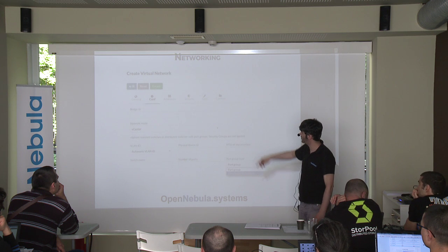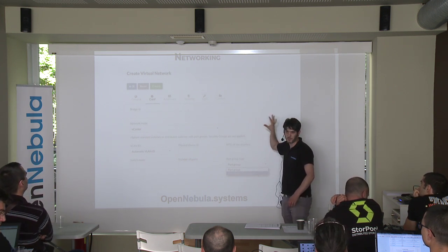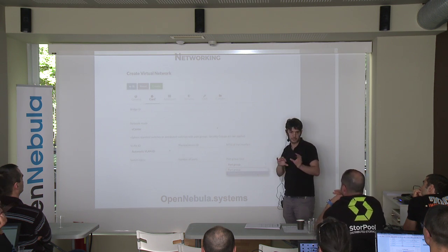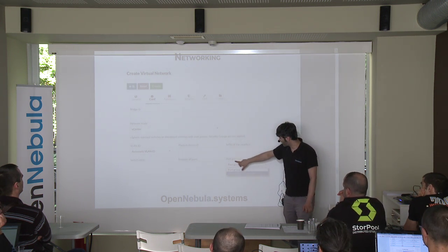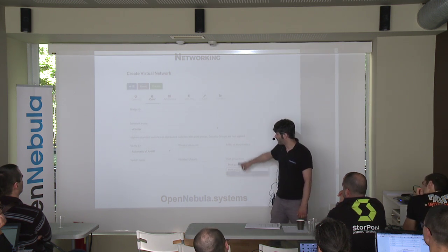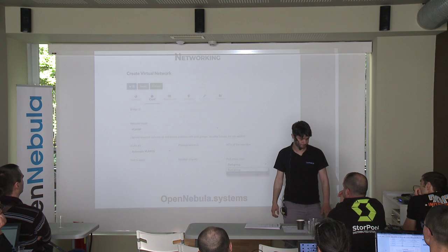So when you create a virtual network, this is a specific view. We have specific views for vCenter with different things that in KVM are not the same. So for example, you can choose the port group that you want, or physical device, and so on.